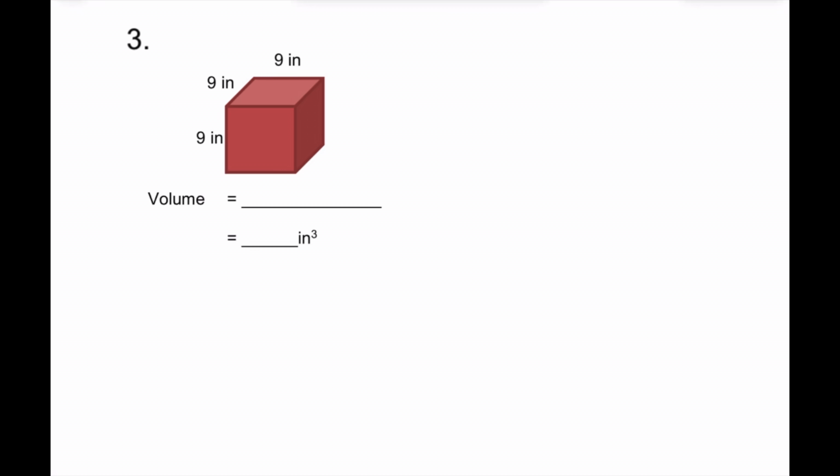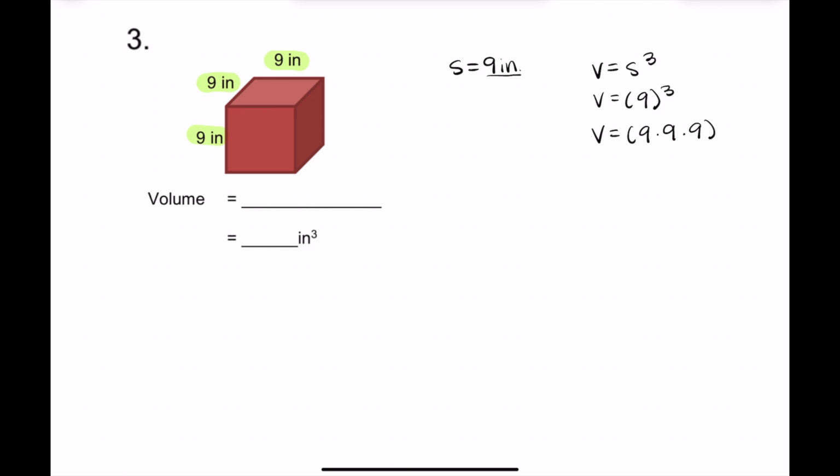And now we will move on to our last practice problem for today's lesson. Notice here, all the sides are the same length, right? So that means we have a cube. So our side length here is 9 inches. And since we have a cube, we have to use the volume equation for cubes, and that is s cubed. So here we will do 9 cubed. And 9 cubed is the same as 9 times 9 times 9, right?